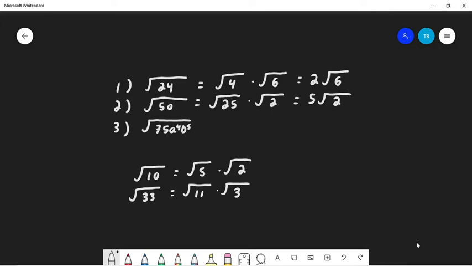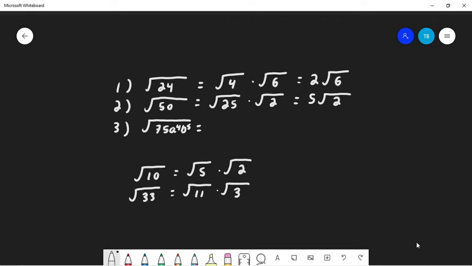Alrighty, now we're going to do one more together, and this time we're going to include a couple of variables in our radical expression. So take a look at number 3. So the radicand is 75 a to the 4th b to the 5th, so we're taking the square root of that. Now the process is exactly the same. We're still looking for the highest perfect square factor, but it can become a little bit more complicated with the variables. But let's just start with the number. We'll start with the 75. What is the largest perfect square factor of 75?